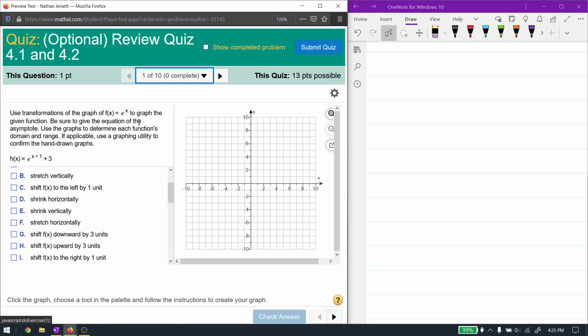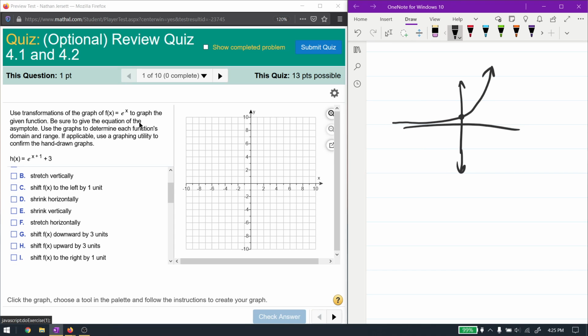Now e to the x, a basic function, looks like this. On the graph, we only are up here on the top. Right here is going to be 1. And it asymptotes to the x-axis. It gets closer and closer, but never hits it, going closer to 0 as x gets larger and larger in the negative direction.